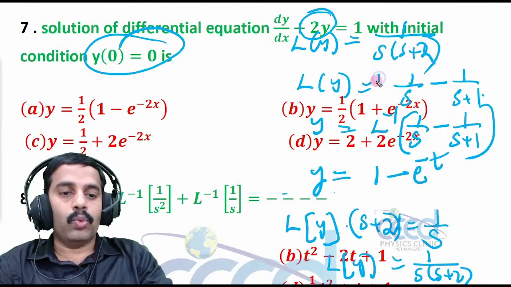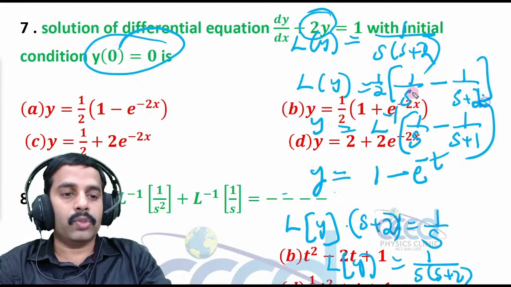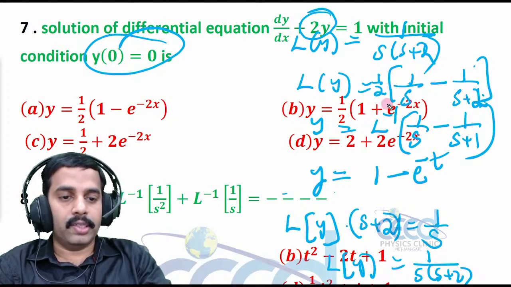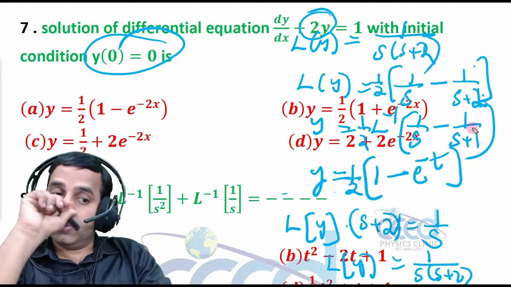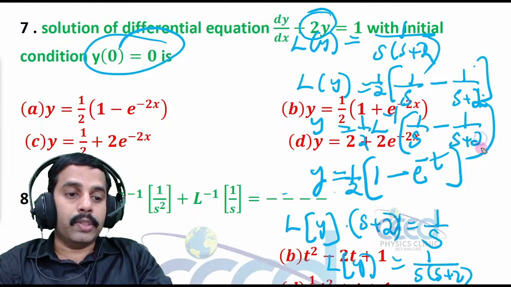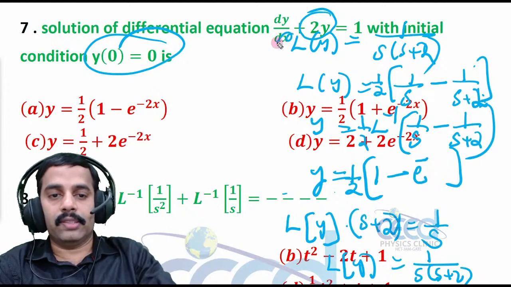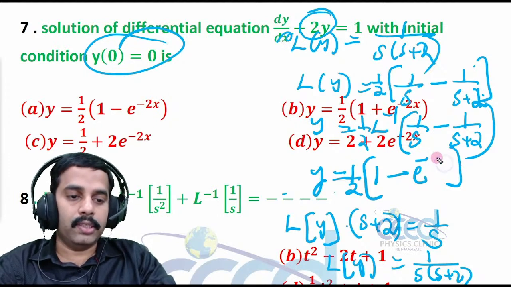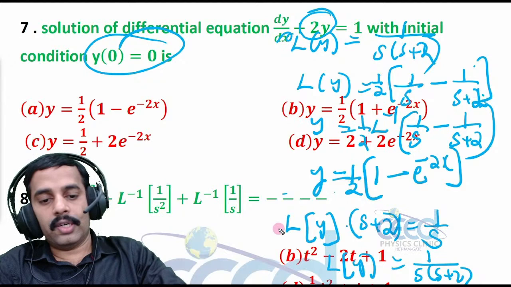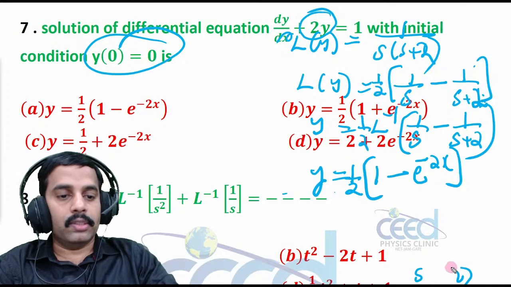So this we can write as 1 by 2 into 1 by s minus 1 by s plus 2. So s plus 2 minus s, that is 2 by s into s plus 2, 2 to cancel. So we can write like this, right? So we have a 1 by 2 out. Right? So this part will be s plus 2. So this Laplace transform function is in the form of x. So the variable is x, we have to write e raised to minus 2x, right? So this will be the result, right? So y is equal to 1 by 2 into 1 minus e raised to minus 2x.